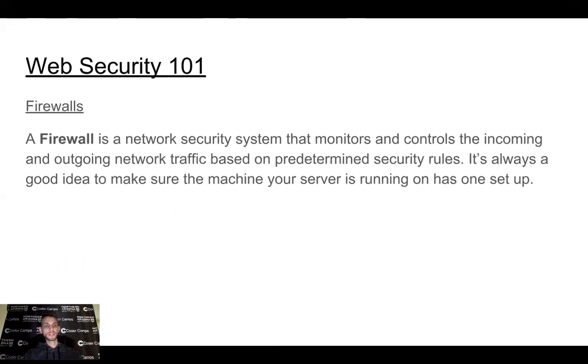Okay, that's enough about vulnerabilities. Next, let's talk about some defenses. Okay, so one of the most commonly known kinds of defenses is called a firewall. A firewall is simply a network security system that monitors and controls the incoming and outgoing network traffic based on its predetermined security rules. It's always a good idea to make sure that the machine your server is running on has one set up. Okay, and so these days a lot of people run on cloud servers, things of that nature, right? But if you happen to have a local server, you definitely want to set up a firewall and regulate traffic.